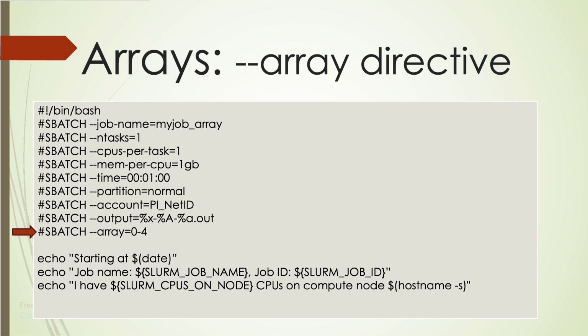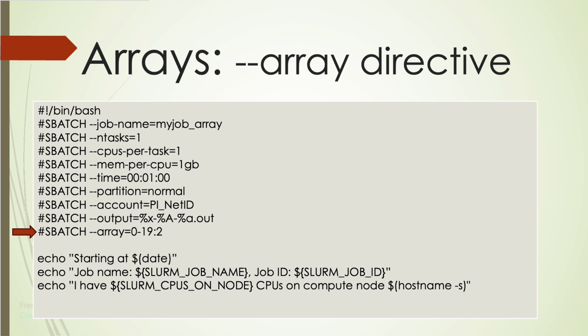If we want to run the script on only the first 5 subjects, we will write --array equal 0-4. If we want to run the script on only the last 5 subjects, we will write --array equal 15-19, because the subjects in indexes 15 to 19 are the last 5.